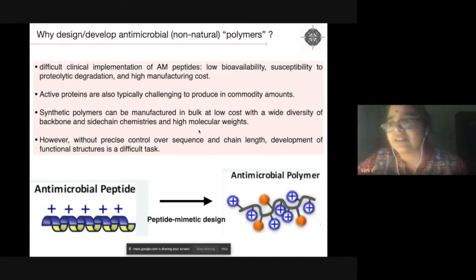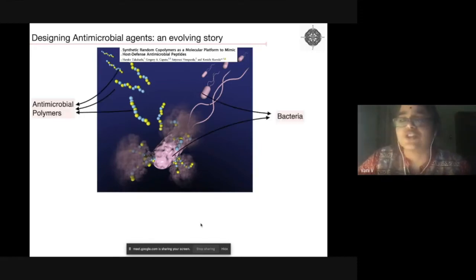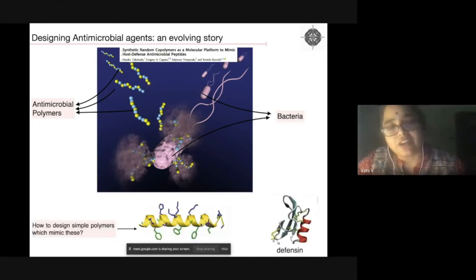So the goal generally is this antimicrobial peptide. This is the naturally available one. I want to design an antimicrobial polymer which is a mimetic design, which behaves like that antimicrobial peptide, right? So here is a very fancy thing. We had this as a cover article. So what we are trying to do is, you have this bacteria and we want to design all these different polymers which go and attack and basically kill this bacterial cell, right? So that's the goal. And also to ask a question, how do you use very simple designs of polymers that give certain structures that are available?